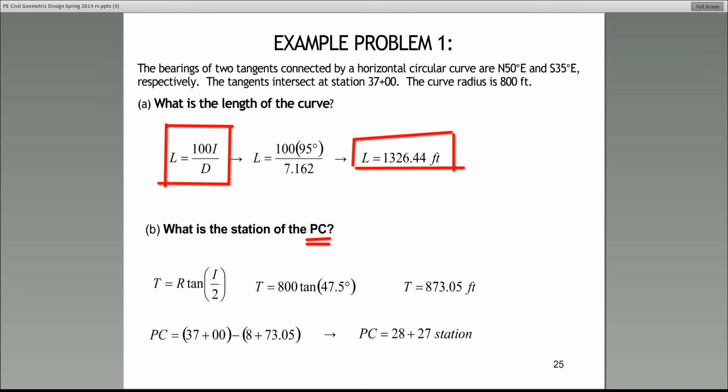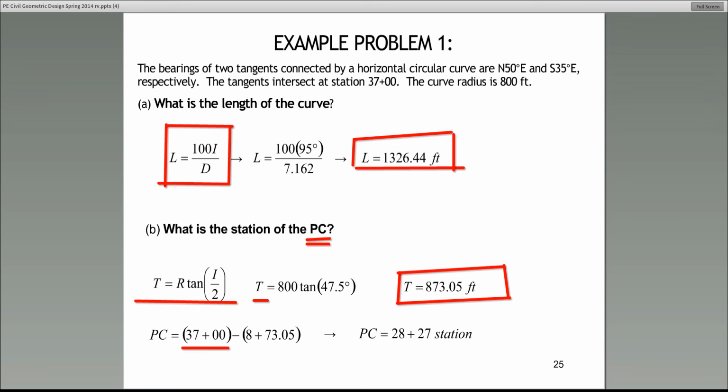First, you have to calculate the tangent, and in the menu of equations, find the equation for the tangent, substitute the correct values. The tangent comes out to be 873.05 feet. And that could be a question by itself. All right? So find the tangent, and what do we do from that? Subtract the tangent from the station of the PI. The station of the PI is 37 plus 00.